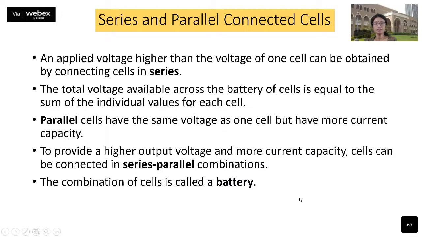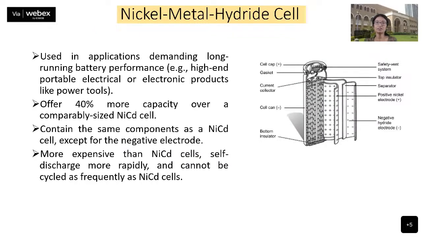Then what we have is a nickel metal hydride cell. It is similar to the nickel cadmium cells, but instead of cadmium, which is more toxic, you have metal hydrides. So it offers 40% more capacity over a comparably sized nickel cadmium cell. The negative electrode obviously is a metal hydride. This is more expensive than nickel cadmium, and it self-discharges more rapidly. It cannot be cycled as frequently as the nickel cadmium cell, but still it is gaining more and more importance because of the toxicity associated with cadmium disposal.